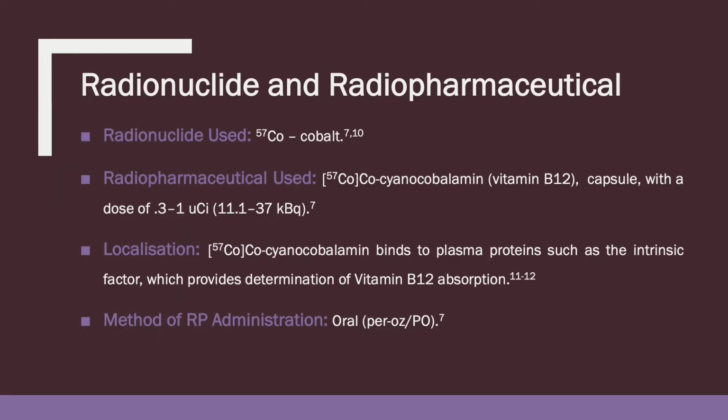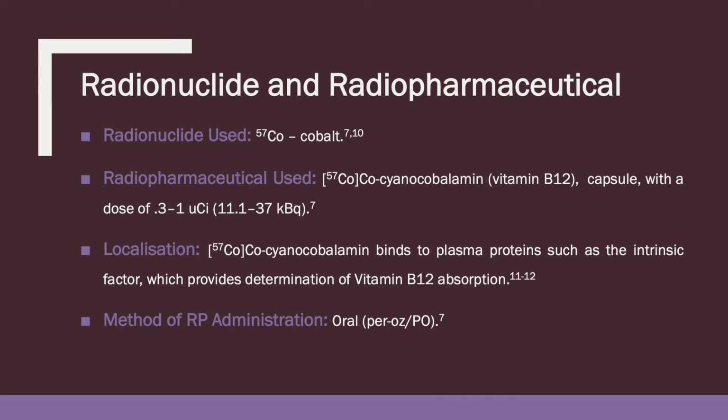In order to do the examination, the radionuclide cobalt-57 is used. Cobalt-57 has a characteristic half-life of 270 days, 122 kiloelectron-volt energy emissions, and decays via electron capture and gamma-ray emissions. It is also produced within an accelerator. The radiopharmaceutical of choice is cobalt-57 cyanocobalamin in capsule form. This is usually provided from the radiopharmacy in a kit and contains a dose of 0.3 to 1 microcuries.